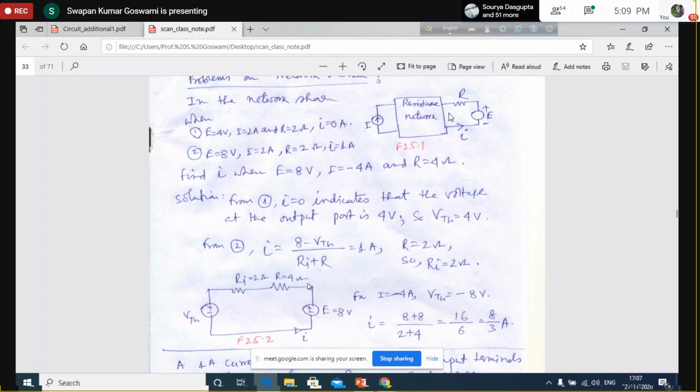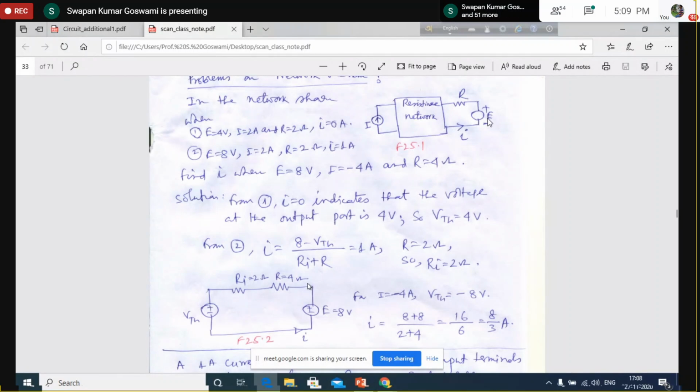You see that here I can represent the network between these two terminals with the help of a voltage source of 4 volt and series impedance, say Ri. That means this is represented by a voltage source of 4 volt with series impedance Ri. Now, current is known to be 1 ampere. So what is 1 ampere current? This is this voltage minus this voltage.